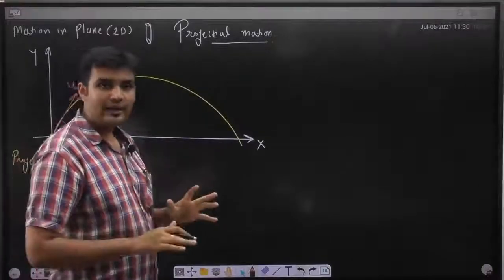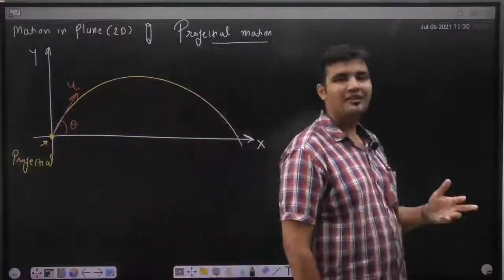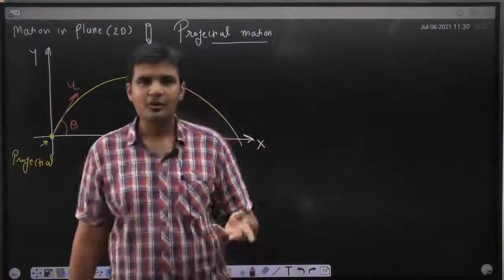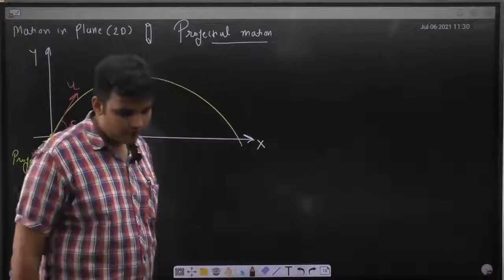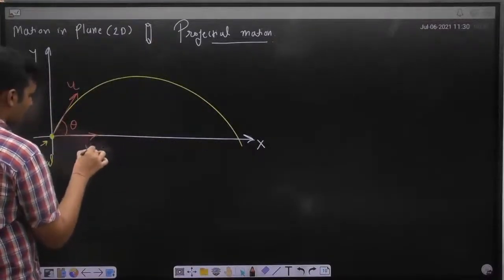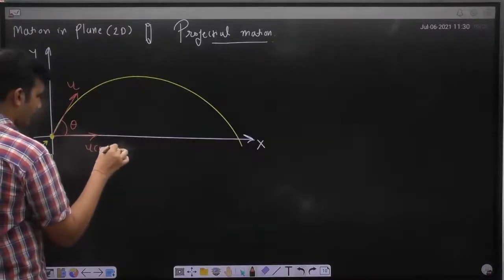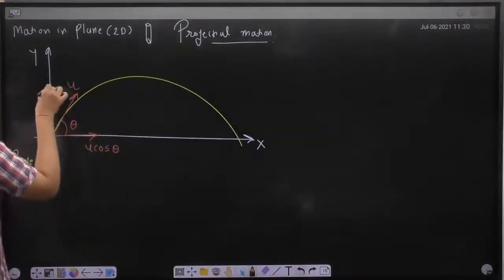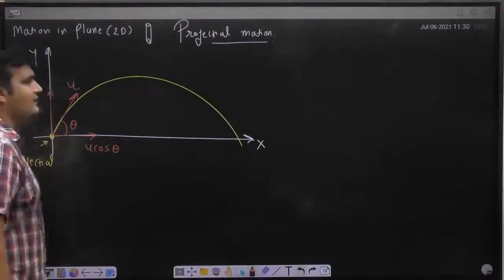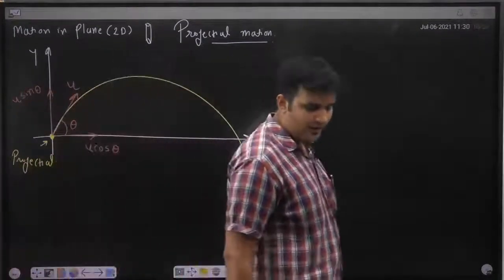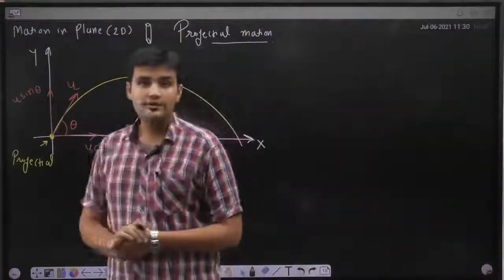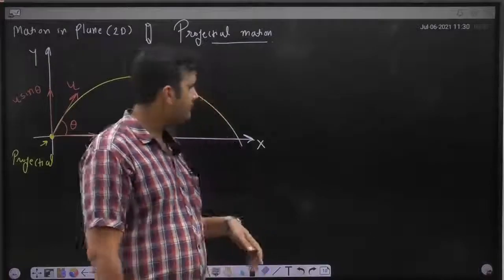So obviously you can take two components of initial velocity. I mean, you are throwing in the xy plane, it's a two dimension motion, so obviously there will be two components of your initial velocity. So this component will be u cos theta, and this component will be u sin theta. Is there any question? So these are two components, one is u cos theta and another is u sin theta.